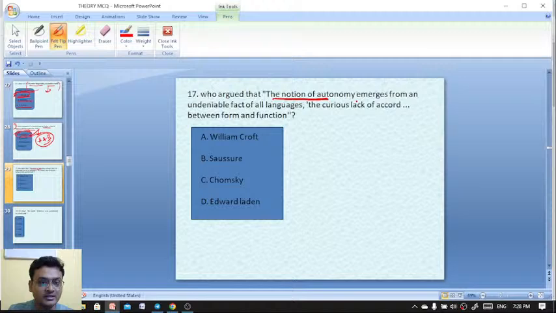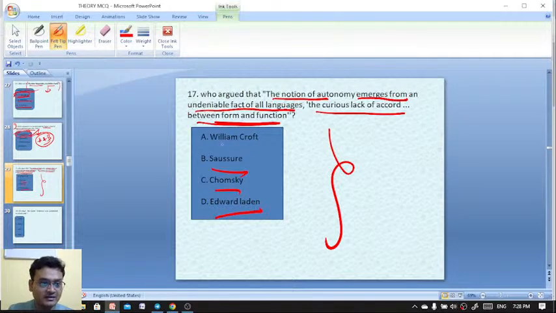Who argued that the notion of autonomy emerges from an undeniable fact of all languages, the curious lag of accord between form and function? Functionalism here, no one is here. Sasur toh Chomsky bhi nahi hoga. We have no option. Edward Laddon and William Croft, functionalism from 1930s, prominent. Here you have option. I have already eliminated B and C. Now you have William Croft and Edward Laddon. It's William Croft, exactly, Saurabh. A is the right answer.